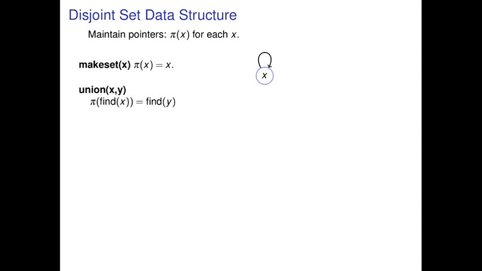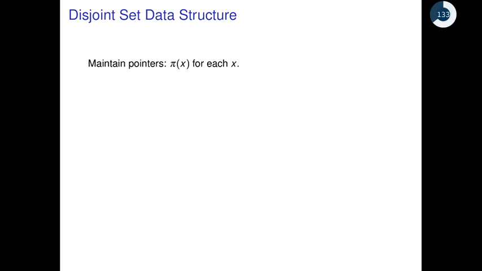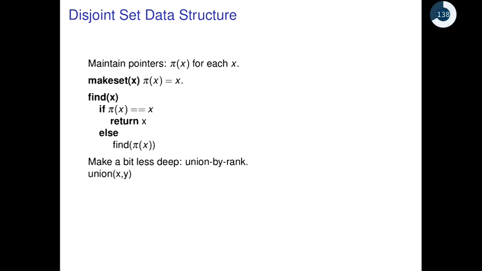So after you union these things, I take the roots pointer, they both have roots. Find of X returns a root. Find of Y returns a root. Now you point one root to the other. So now find of X or find of Y will return the same name.